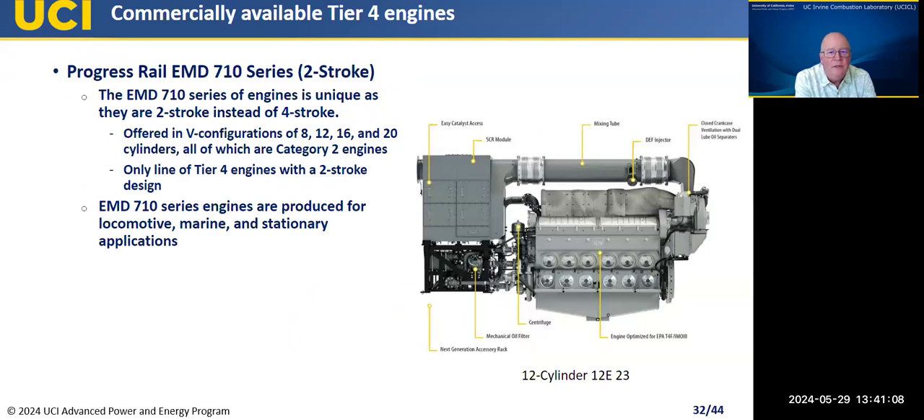This is the EMD. So this one's a little interesting in that it's a 2-stroke, not 4-stroke engine. So there's some interesting considerations for that. Again, we've got V8, V12, V16, V20 engines, but they're all larger engines, category 2 engines. But again, they're tier 4 engines, but with a 2-stroke operation configuration. So you can see on the picture there, right? Again, the SCR and the DEF kind of sitting over the engine, sort of a typical configuration.